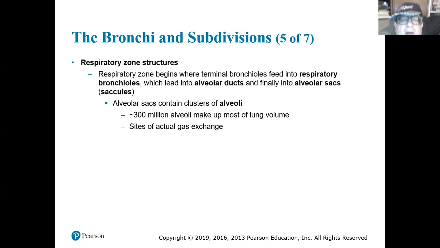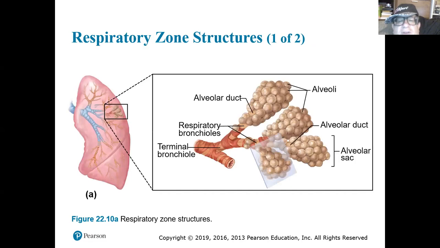Okay. Those go into alveolar ducts, which have lots of alveoli on them. The bronchioles go into alveolar ducts, which go into alveolar sacs. The duct is the central airway through a cluster of sacs. Alveolar sacs have a cluster of alveoli. The 300 million alveoli are most of the lung volume. The alveoli are where we actually put oxygen into the blood and take carbon dioxide out.